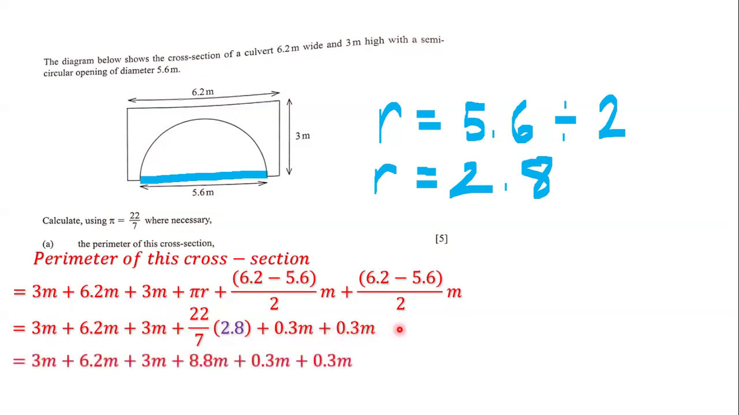Okay, so what do we have when we combine them? Well, we have 22/7, we multiply that by 2.8, and we get 8.8. What we really did was we multiplied 22 by 2.8, and we divide that product by 7, and we get 8.8 meters. And we have 3 meters, 6.2 meters, 3 meters, 8.8 meters, 0.3 meters, and 0.3 meters. So we add all these together, we get 21.6 meters. And 21.6 meters is the perimeter of this cross section.